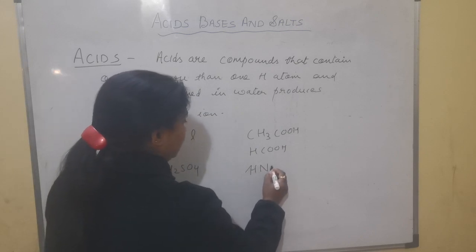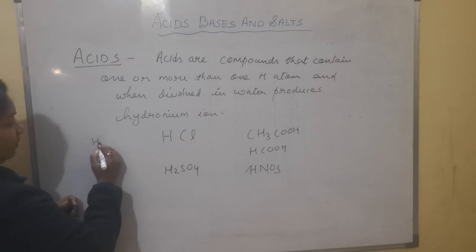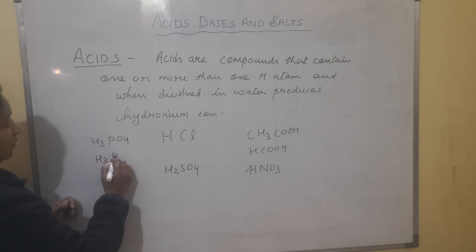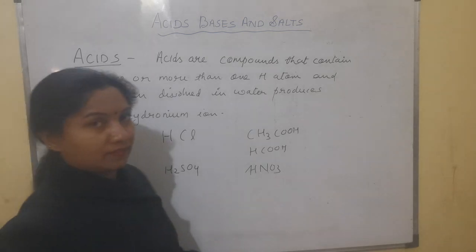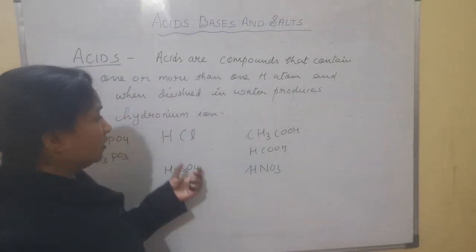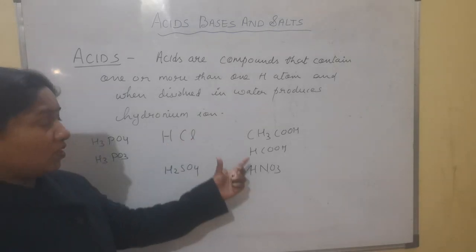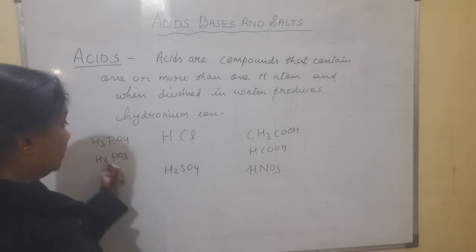this is nitric acid, phosphoric acid, phosphorus acid. Similarly, so many acids are there: oxalic acid, tartaric acid, citric acid. So what is the common element in all these acids? You can see that hydrogen is common in all the acids.